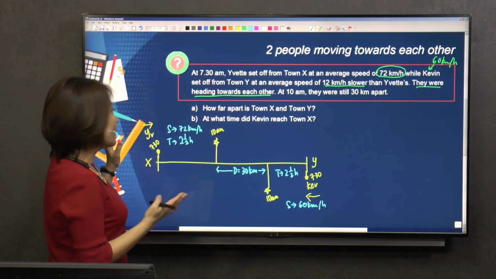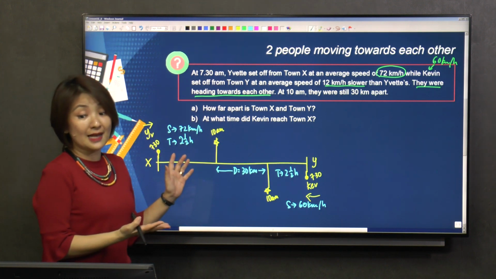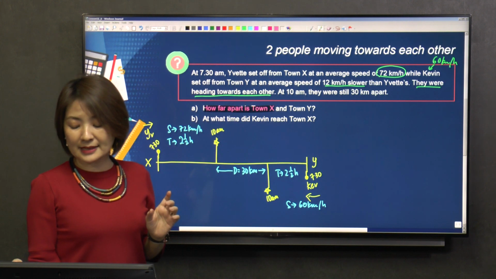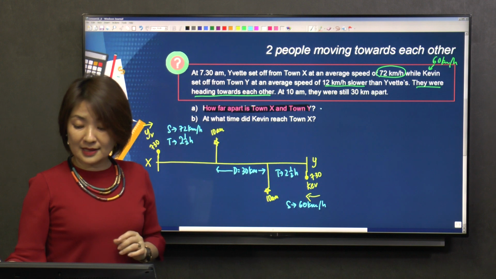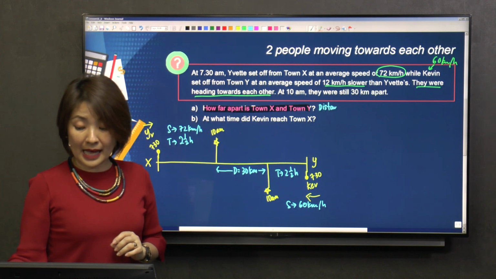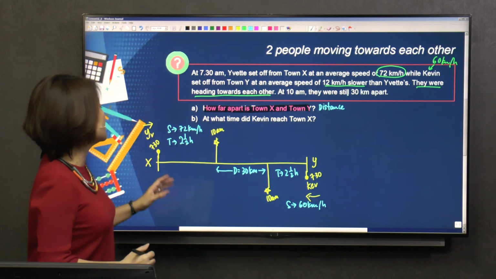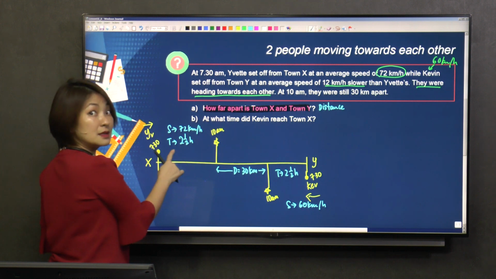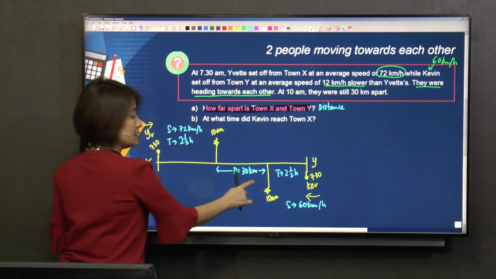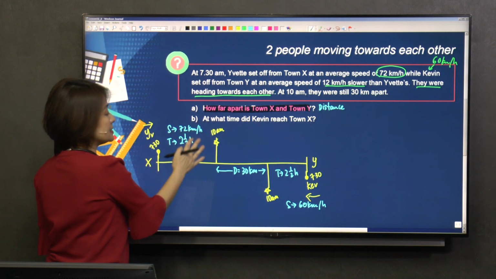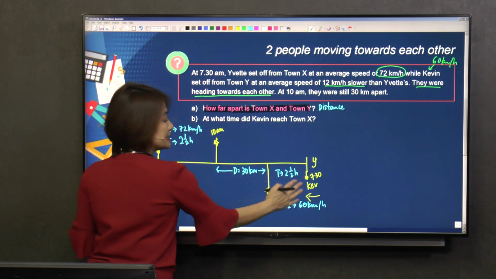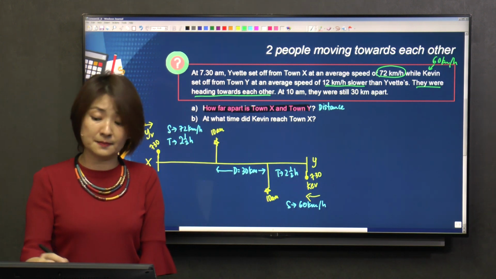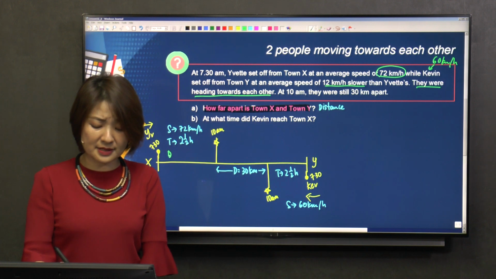All right. Now, so I've got all the information. Let's read what the question is asking for. How far apart is town X and town Y? What are they looking for? They're looking for the distance. Okay, how far apart? That means they're looking for the distance from X all the way until Y. Do I know the distance here? Do I know the distance here? I see 3 parts, okay? I see the distance here, here, and here. Do I know all of them? Yes, I do. Okay, I have speed, I have time, so I can find distance.